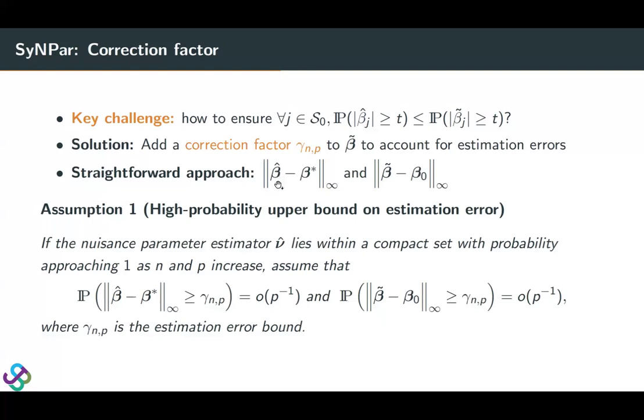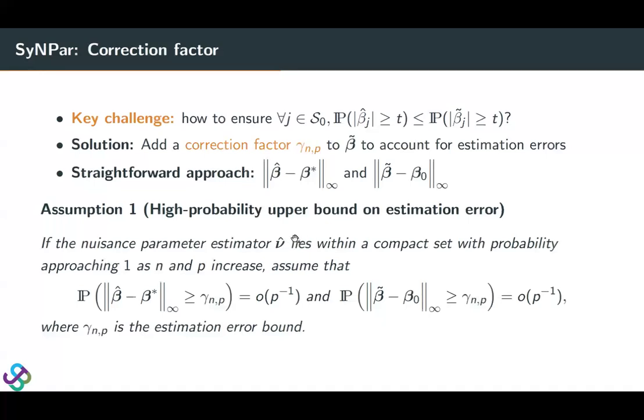Our approach is to consider the infinity norm of both differences. It's because the infinity norm captures the largest absolute value difference between the estimate and the true parameter. All right, so we can say that the first assumption we need for our procedure to work is that there exists a high probability upper bound on the estimation error. To do that, we need to assume that the nuisance parameter estimate lies within a compact set.